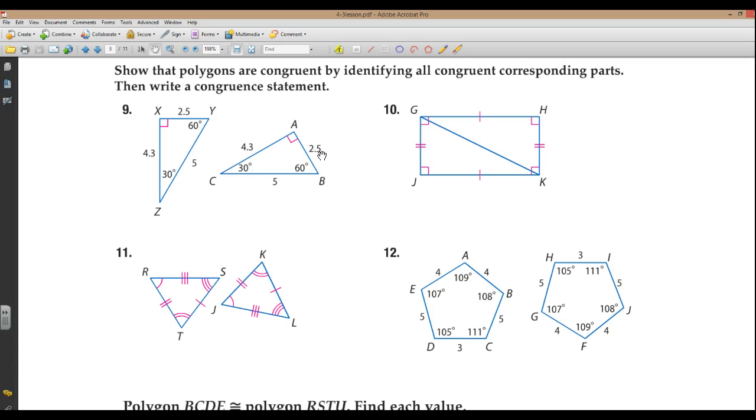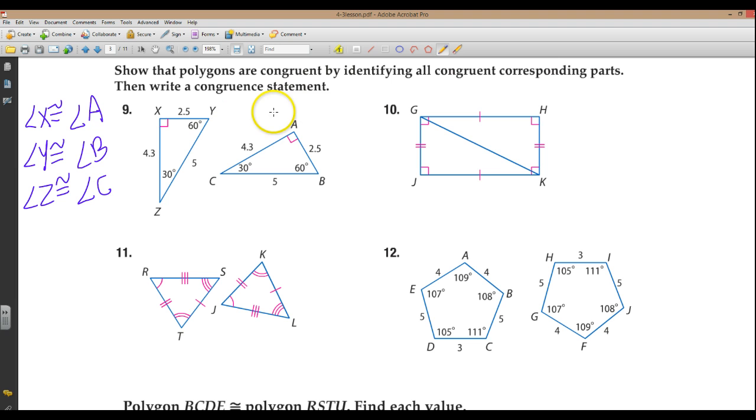For number 9, show that polygons are congruent by identifying all congruent corresponding parts, then write a congruent statement. So we have angle X is congruent to, in this triangle, the other right angle, angle A. Angle Y is congruent to, in this triangle, 60 degrees, angle B. And angle Z is congruent to the 30-degree angle here, angle C.